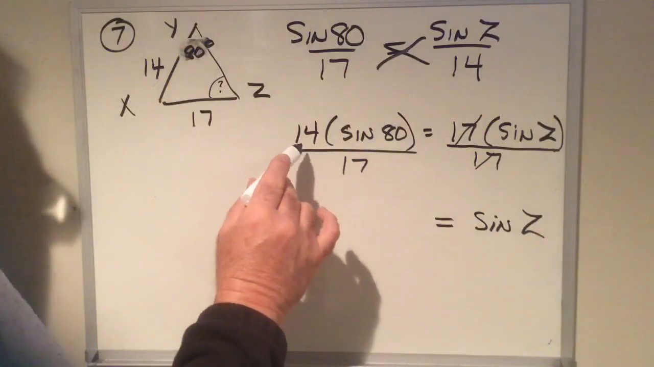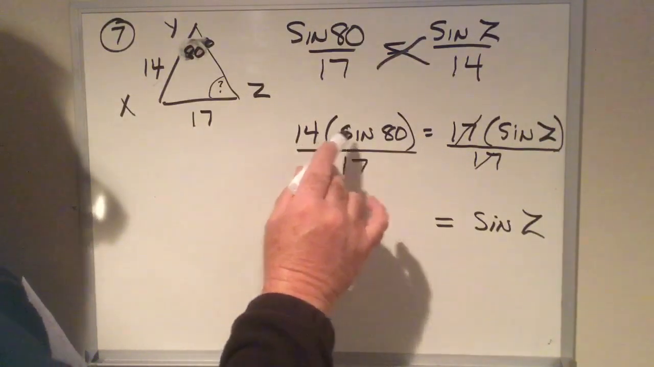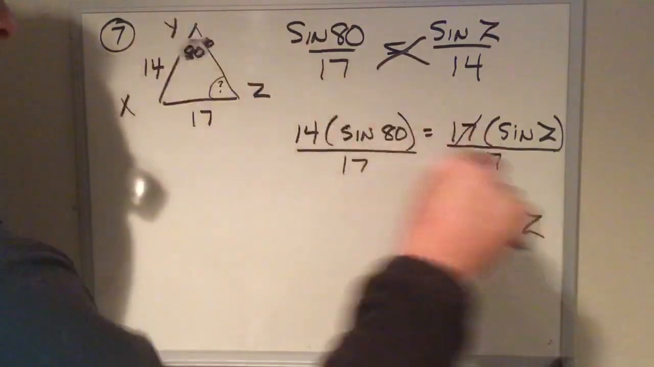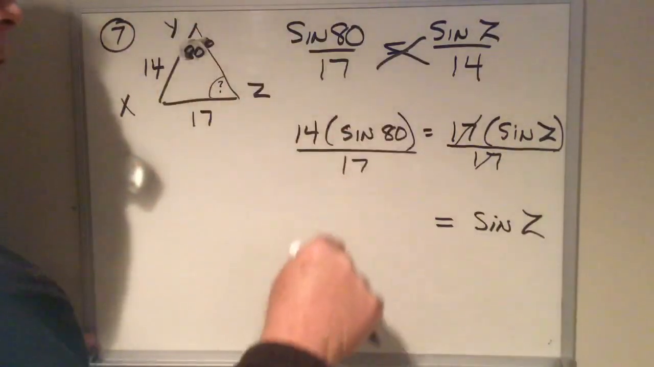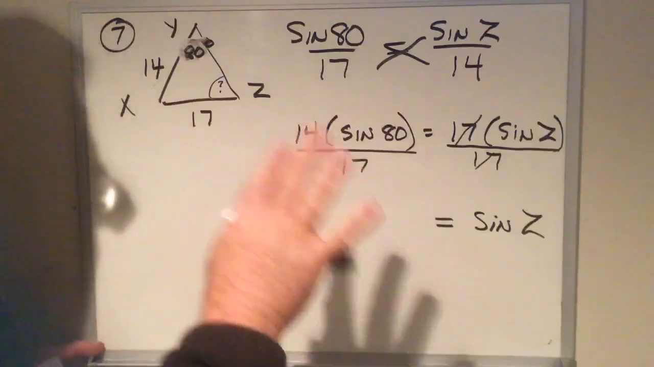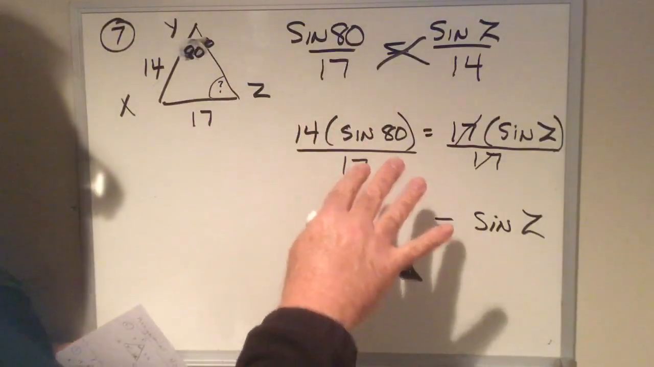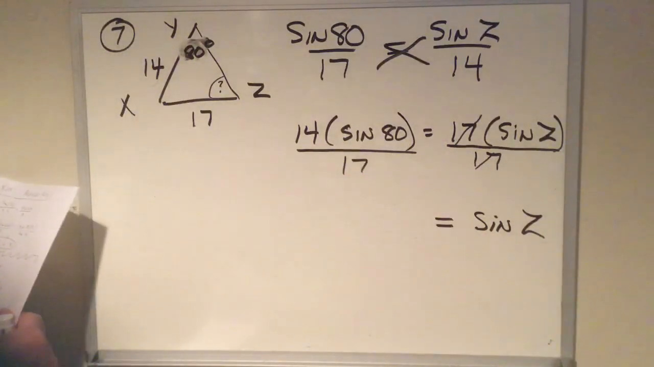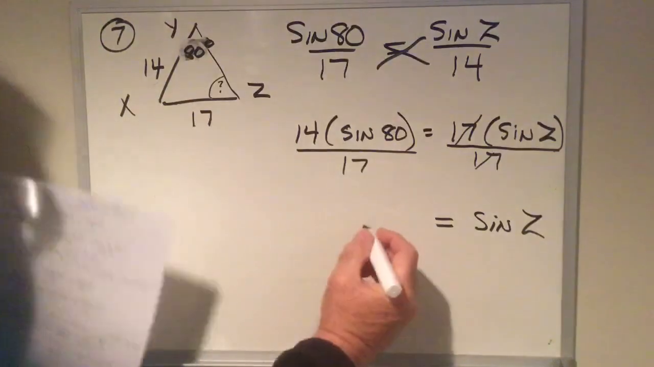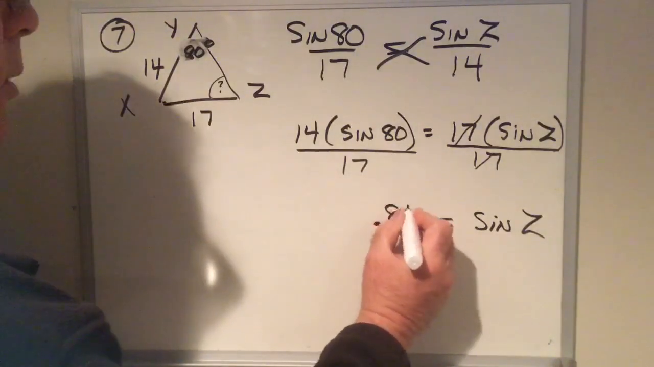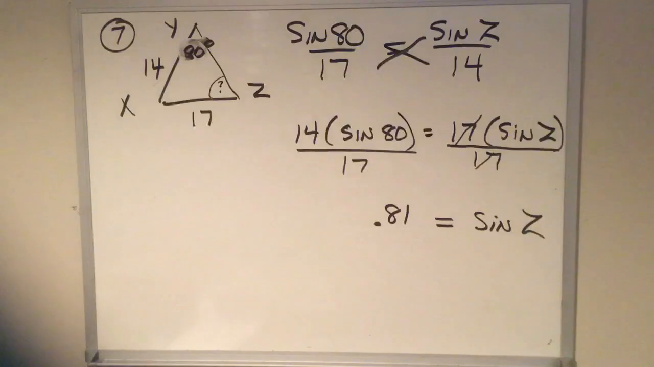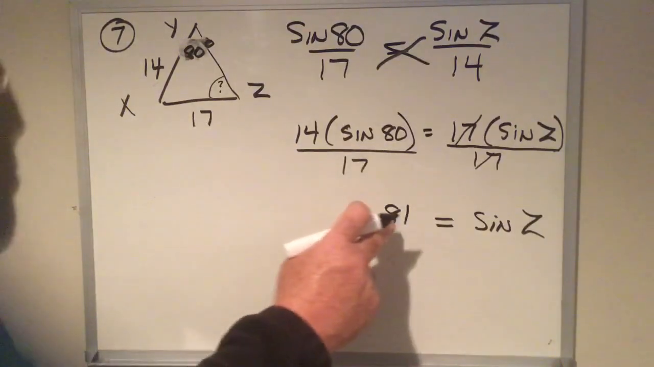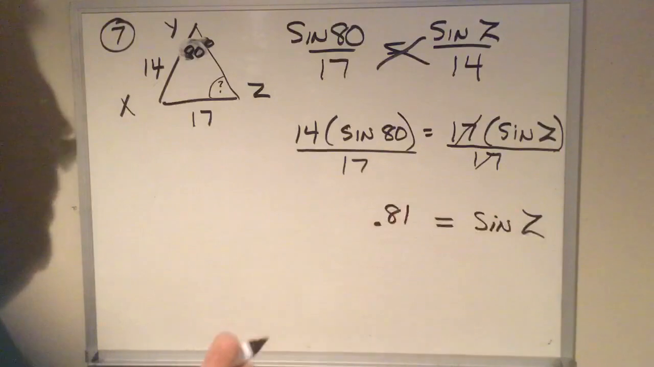Now, in your calculator, 14 times sine 80, enter. 14 times sine 80, enter. Then this decimal is going to show up. Don't do anything with it. Leave it there. Then hit divide by 17. 14 times sine 80, divide by 17, and when you look at that decimal, that's what comes up. 0.81. Now, 0.81 is not the angle measure. That is not the measure of angle Z. That is the sine of angle Z.